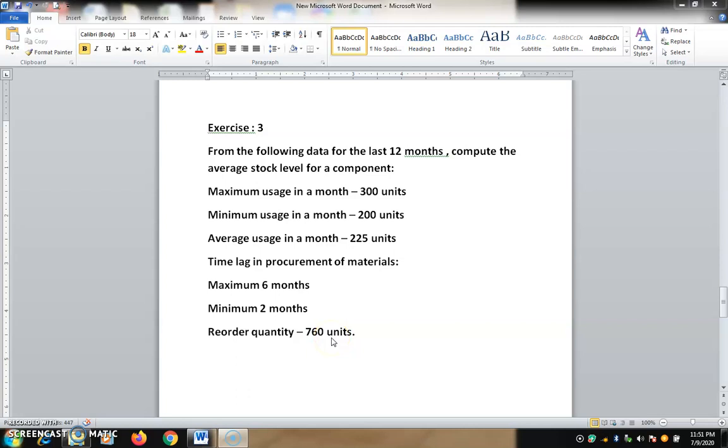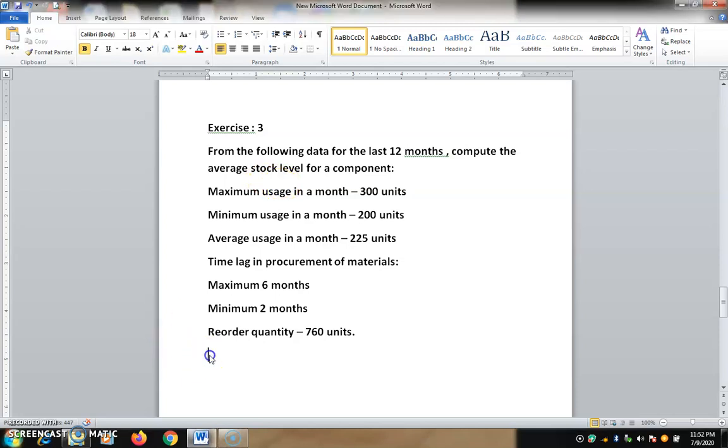Before we compute the stock level, we need to consider the important information about maximum consumption, minimum consumption, normal consumption, maximum reorder period, minimum reorder period and reorder quantity. These are all the important information we should consider while calculating the stock level. So all this information is available, so we can go for calculating the average stock level. In this problem, they ask you to calculate only the average stock level.